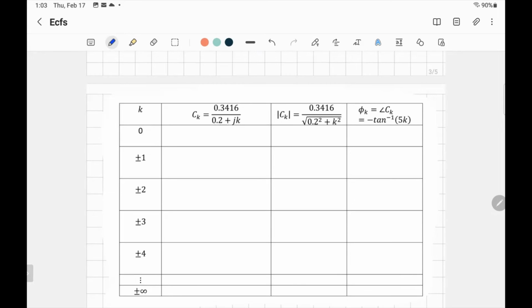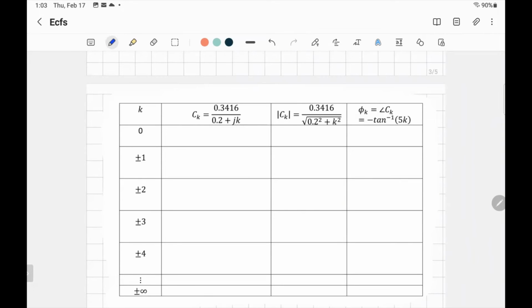I'm showing you how to do it so you can answer the question. So we just leave the angle as negative tan inverse of 5K. It depends on K, actually, and the magnitude also depends on K. I'm showing you how you calculate it because I want to make sure that you know how to answer questions. But practically, I use my calculator.